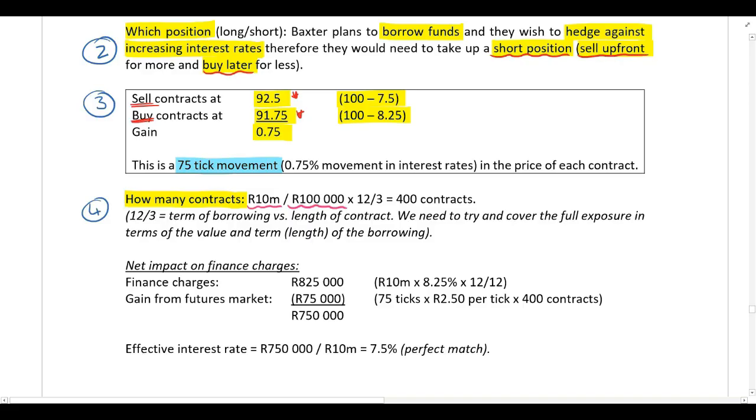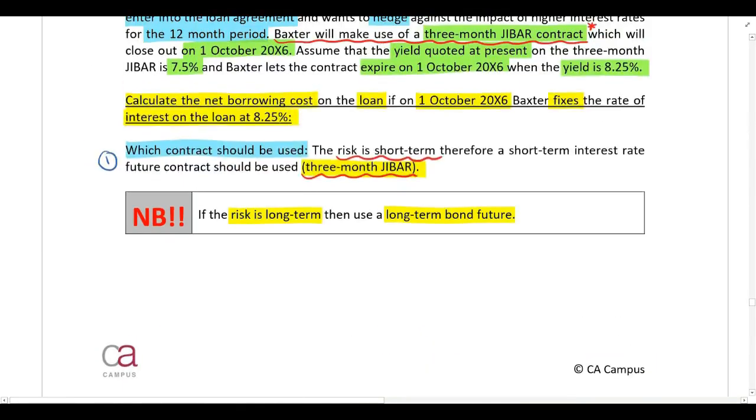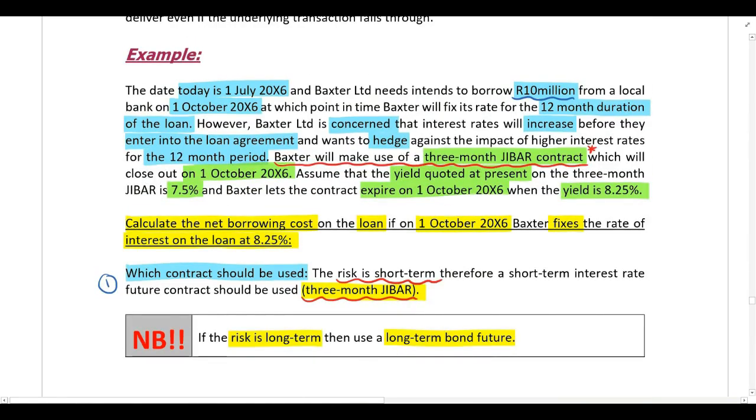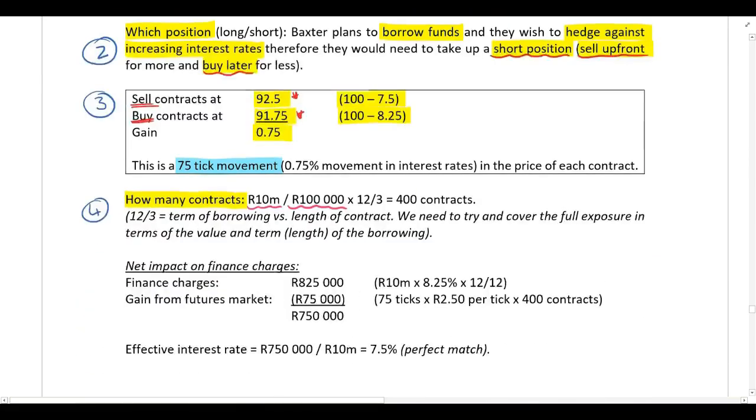Now you just need to be careful. Please note, this futures contract is a 3-month JIBAR. We are not trying to hedge the risk for a period of 3 months. They are trying to hedge the risk for a 12-month period. So what we need to do is we've calculated here that this gives us 100 contracts.